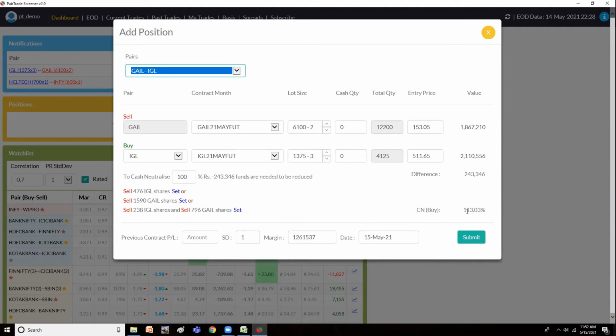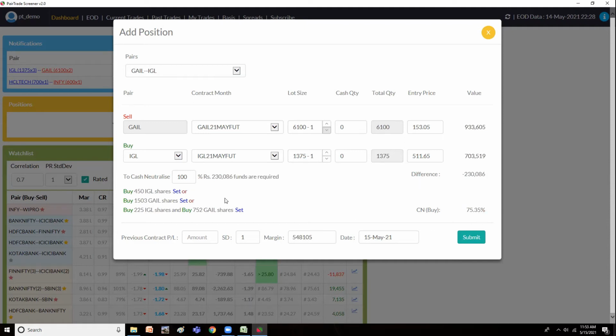If you do that 2:3, the cash neutrality will become 113. If I go back to the 1:1, it says it is just around 75.35, which we need to adjust. That's why the 3:2 is taken. Now I could do this adjustment in the cash market also.